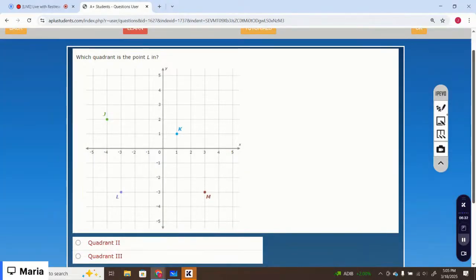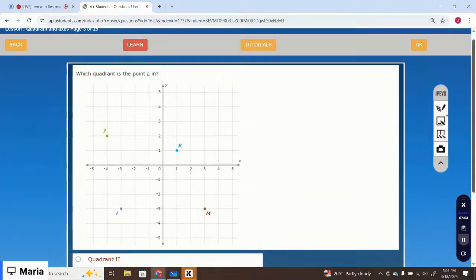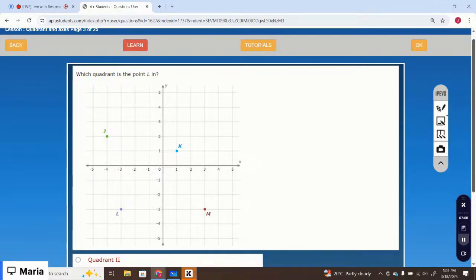Which quadrant is the point L in? Point L is in quadrant 3. Option number 2 is the correct option. L is in quadrant 3.